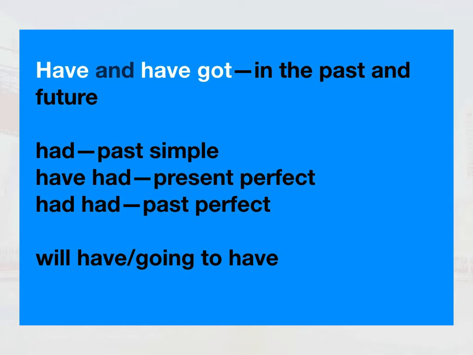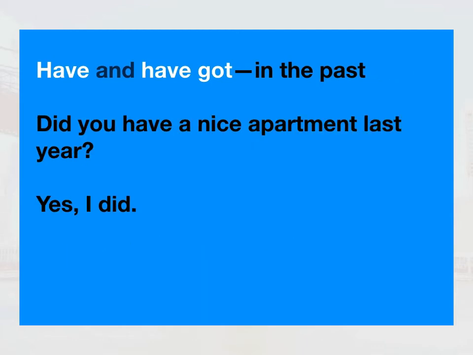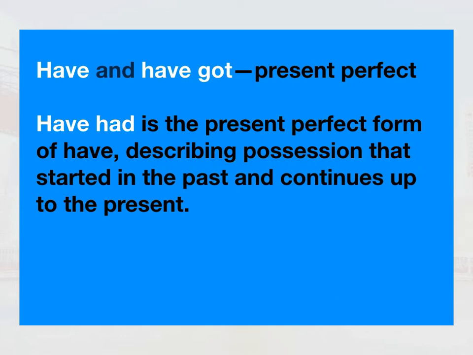Some examples for the past. Did you have a nice apartment last year? Yes, I did. This is past simple. Now, looking at present perfect. Remember, have had is the present perfect form of have, describing possession that started in the past and continues up to the present.